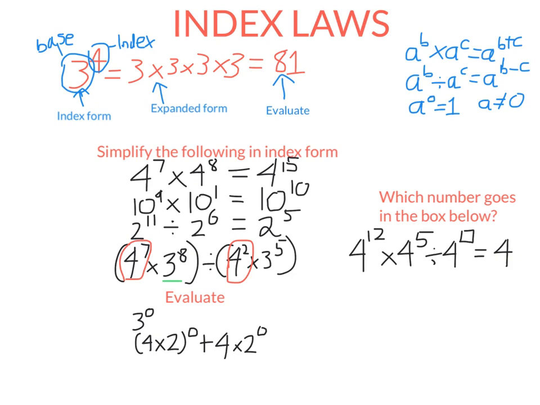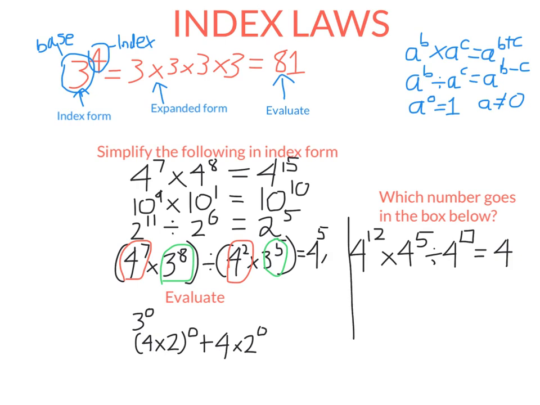And then I have to do the 3s separately. I can only use these index laws when I have the same base. So 4 to the power of 7 divide 4 to the power of 2. So of course that's just 4 to the power of 5. Keep the same base and then subtract the powers.